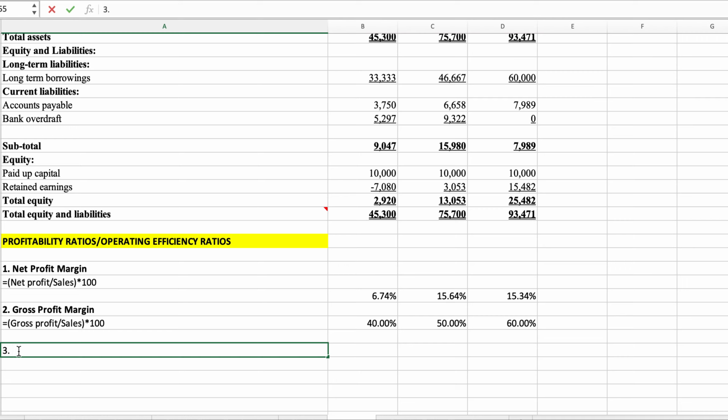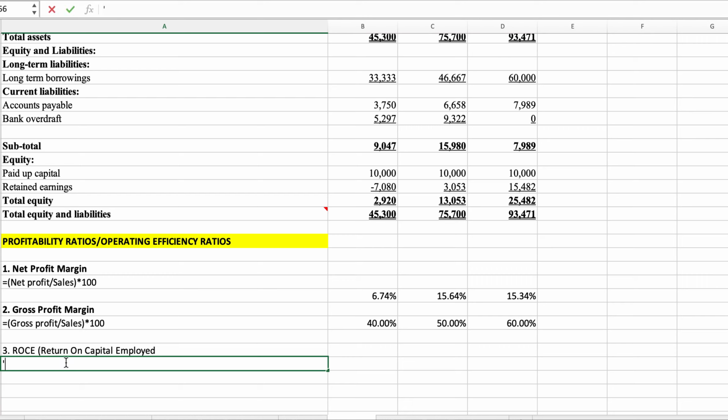The next ratio is return on capital employed. How do you get return on capital employed? Return on capital employed is given by EBIT divided by capital employed times 100.